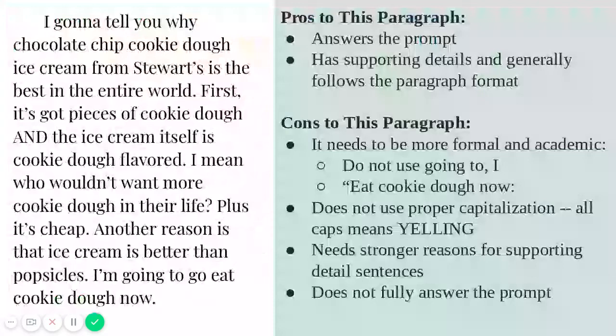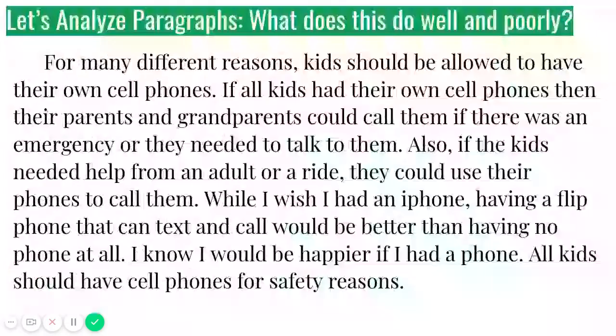Look at that closing sentence. "I'm going to go eat cookie dough now." They're not even talking about the ice cream because they don't say ice cream. Also, we know we're not supposed to use "I," and "ice cream is better than popsicles": does that have anything to do with the prompt of this paragraph? It's almost there, but not quite.